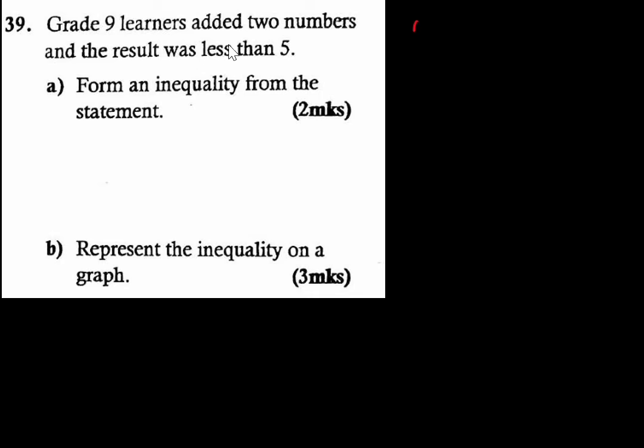Here we have question number 39, which reads, grade 9 learners added 2 numbers and the result was less than 5. Part A, form an inequality from the statement, 2 marks. Part B, represent the inequality on a graph. So we have learners who added 2 numbers. We have 2 unknown numbers and the result was less than 5. So you can let the numbers be x and y. When you add the 2 numbers, that is x plus y, the result is less than 5.